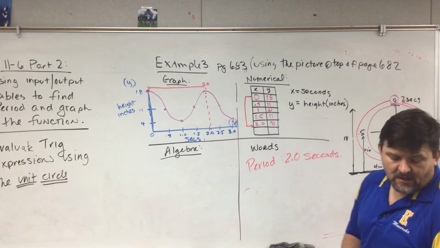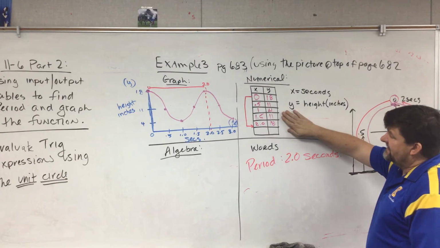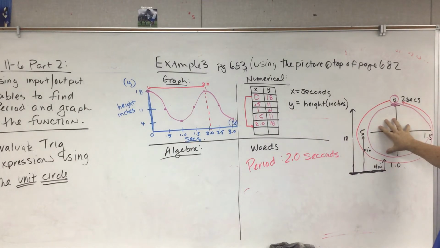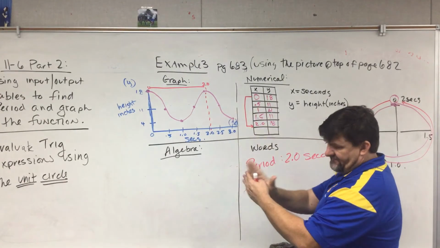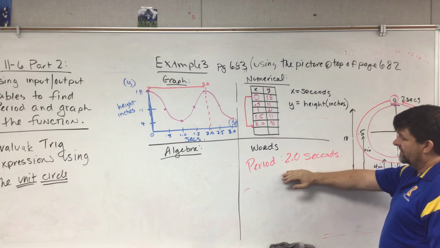All right. So that's how you have to graph these things. So make your input-output table. That's probably the hardest part. Use the diagram or the information that they give you. Graph it, and then find out how long it takes to repeat itself. That's the period, 2.0 seconds.